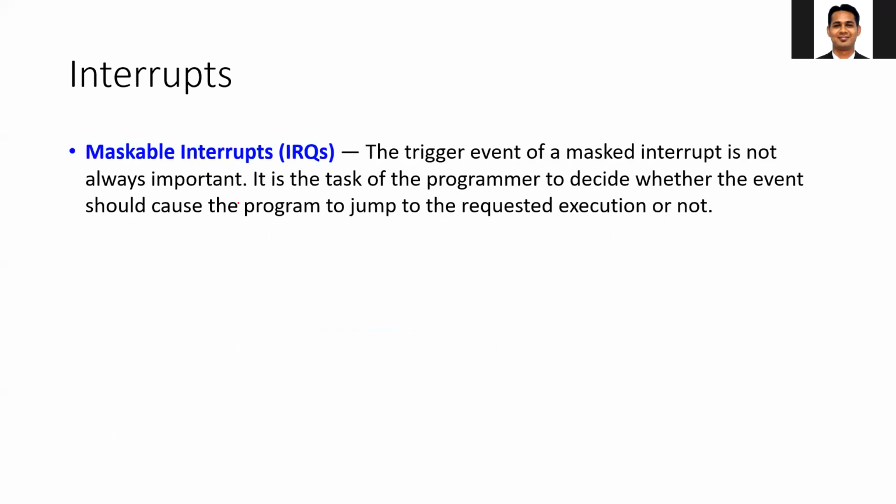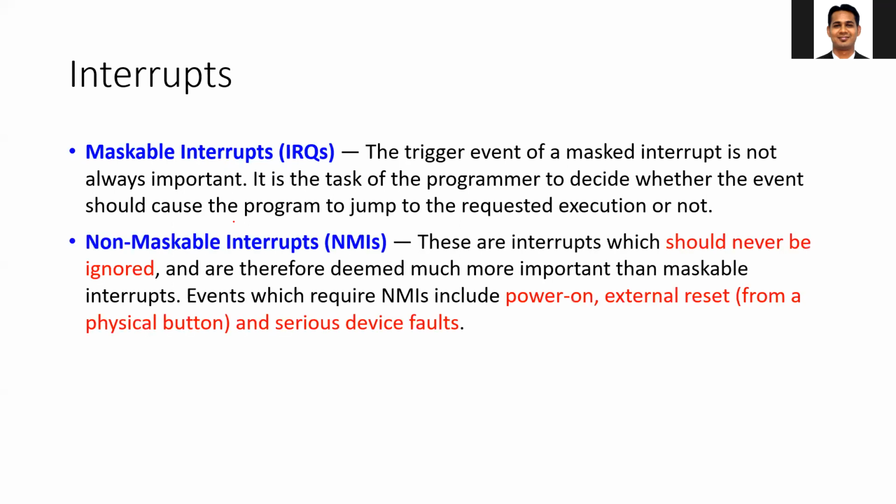There are different types of interrupts, the first being the maskable interrupt. This type of interrupt can be ignored, so the trigger event of a maskable interrupt is not always important. It is the task of the programmer, that is you, the one who writes the user program, to decide whether the event should cause the program to jump to the requested handler or not, whether you want to ignore the interrupt or not.